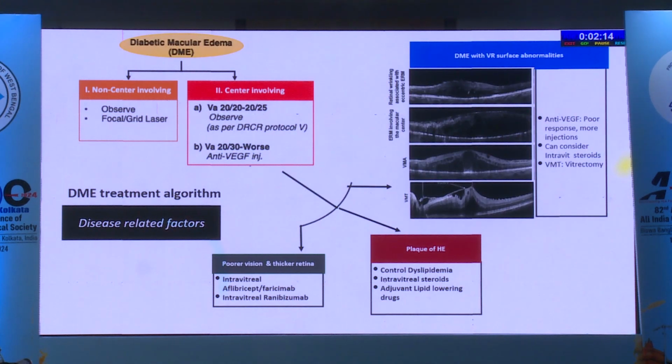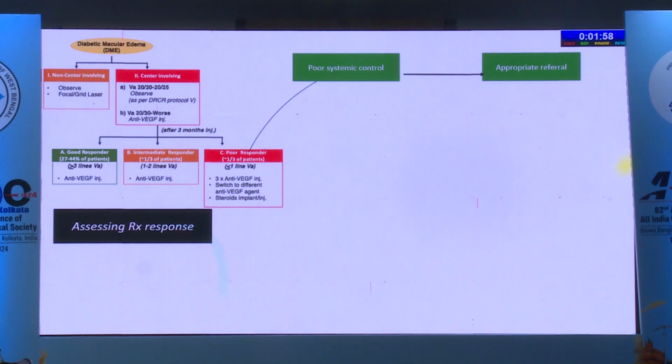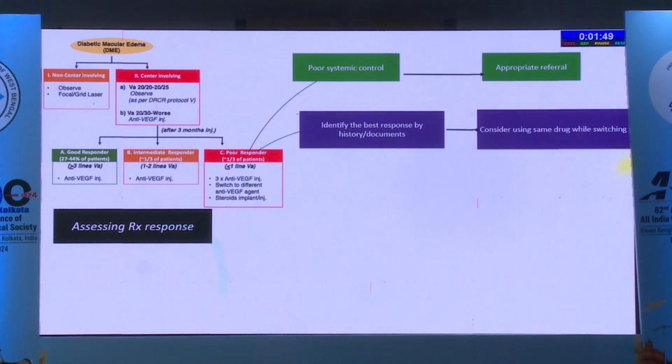works well. If there are vitreoretinal surface abnormalities, these are the ones you must understand. Anti-VEGF still can work, but they need more injections. You can consider steroid, and if it is not responding, vitrectomy is the choice. And then you start assessing the response, and if it's a poor responder, definitely look for poor systemic control and do appropriate referral.